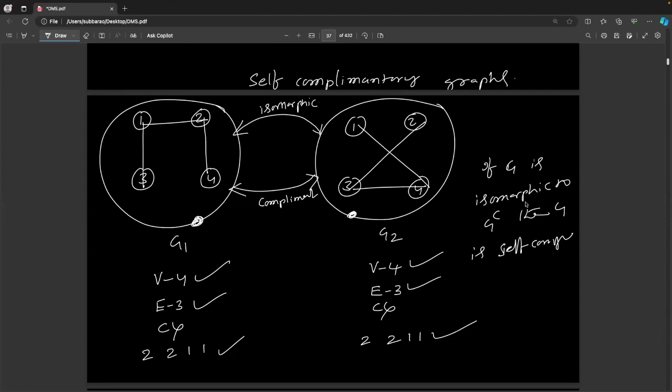It's better to write the definition also, because afterwards you may be confused. If G is isomorphic to G complement, then G is a self-complementary graph. I already gave it with the help of an example: G1 complement is G2, which are isomorphic to each other. Just for safe side, I wrote the definition also. If G is isomorphic to G complement, then G is said to be a self-complementary graph.